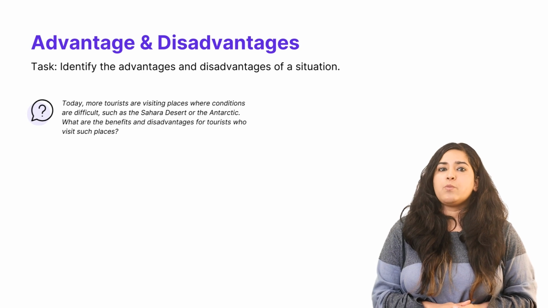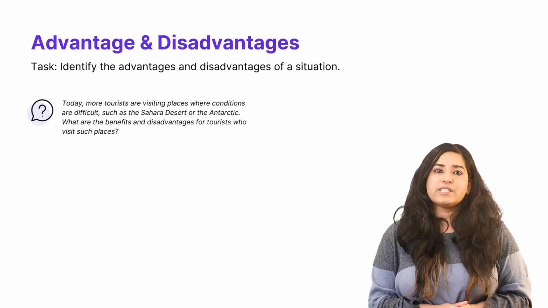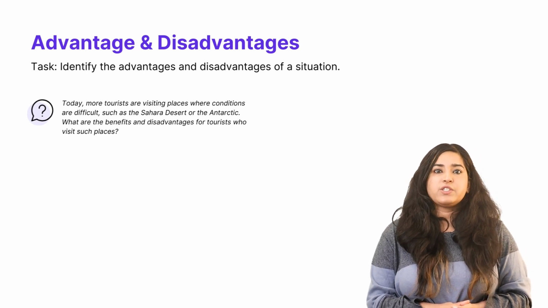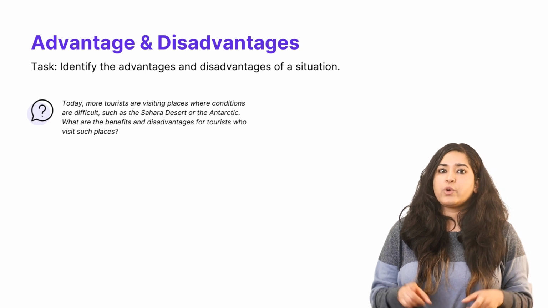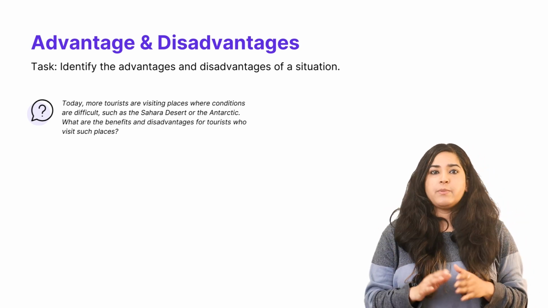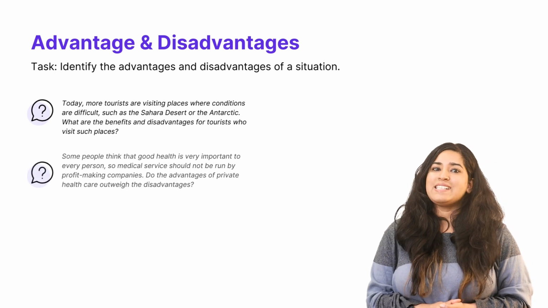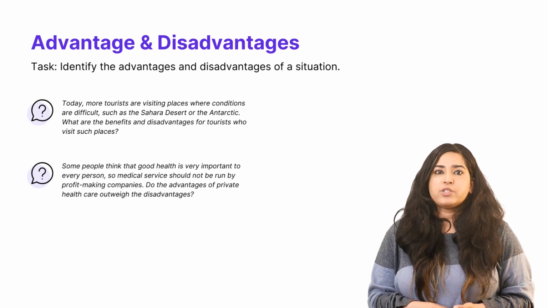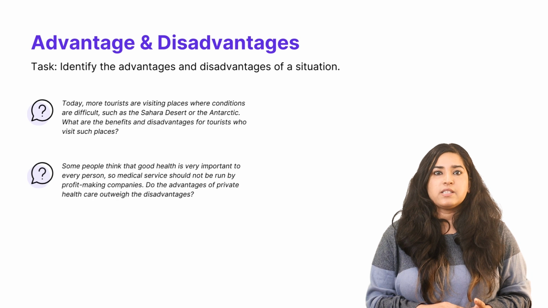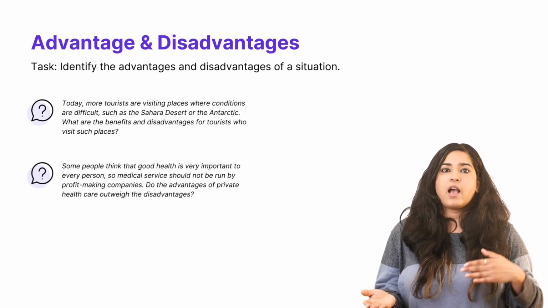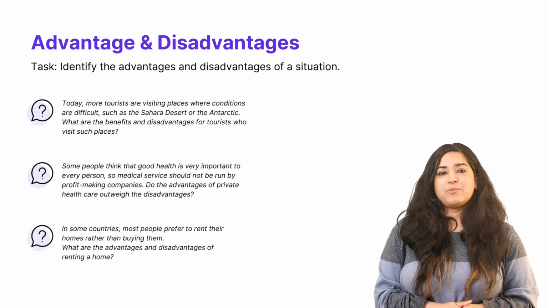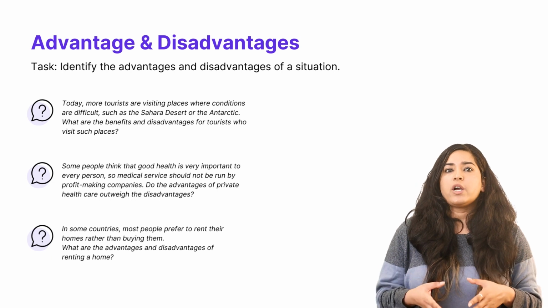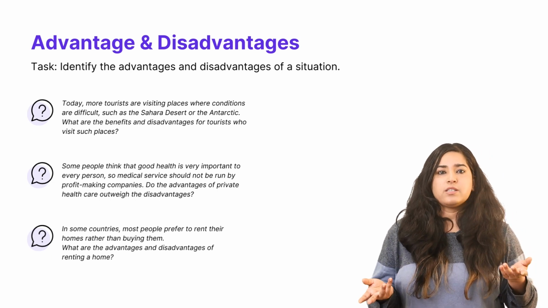Example 1. Today, more tourists are visiting places where conditions are difficult, such as the Sahara Desert or the Antarctic. What are the benefits and disadvantages for tourists who visit such places? Here, the word advantages has been replaced with benefits, but disadvantages is still there. Example number 2. Some people think that good health is very important to every person, so medical services should not be run by profit-making companies. Do the advantages of private healthcare outweigh the disadvantages? And example number 3. In some countries, most people prefer to rent their homes rather than buy them. What are the advantages of renting a home? This one is pretty direct.